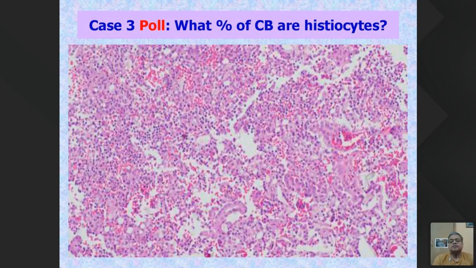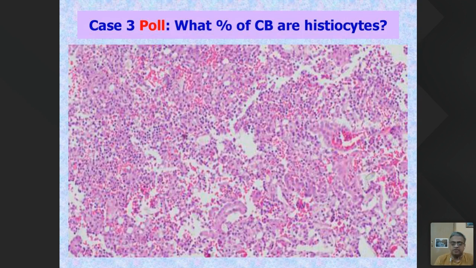So what percentage of the cell block are histiocytes is the question. So here we have done a cell block. This is a very richly cellular cell block, and you can see there are lots of cells. Some of the cells are coming grouped together like this. They look like epithelial cells. Some of these are red blood cells, which are present here and there. Some of these are small cells, and some are intermediate to medium-sized cells, which are lying in between all of these cells. So the question is, what are the cells which are present here?